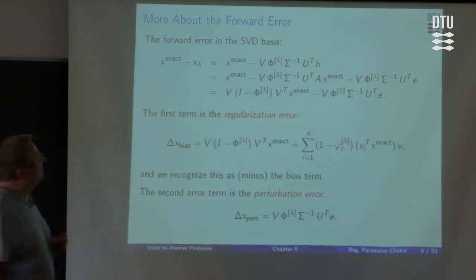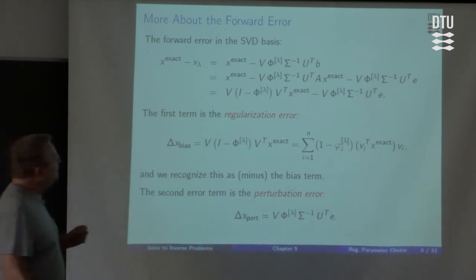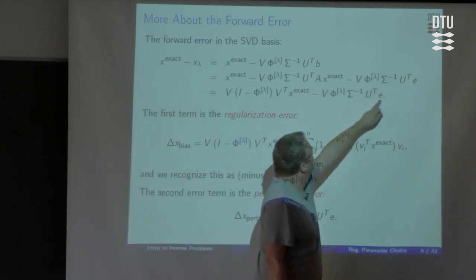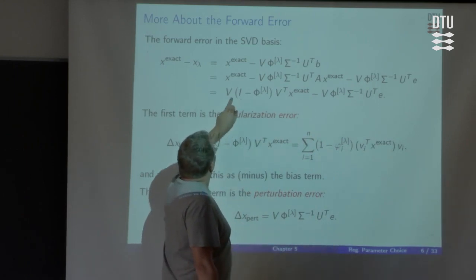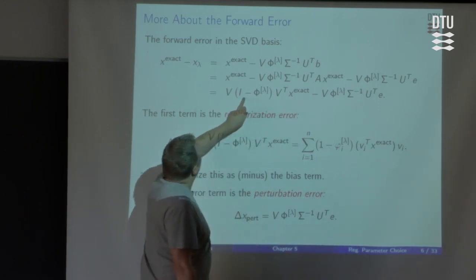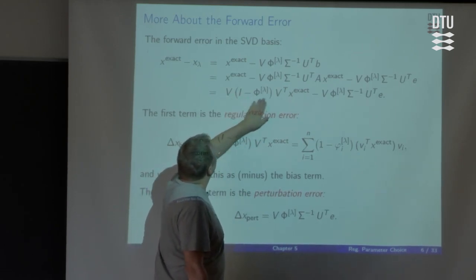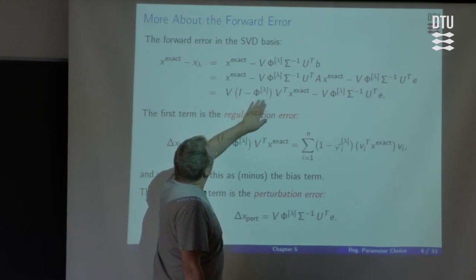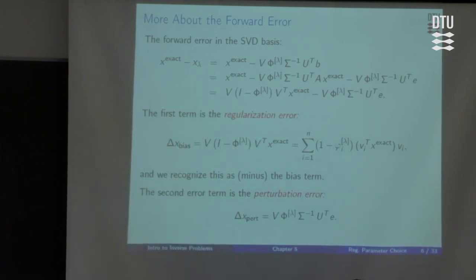On the other hand, if all the filter factors are small, meaning we do a lot of regularization, we do a lot of filtering, then we kill a lot of the noise. But unfortunately, then the I minus the filter factors is essentially just an identity, and we get a lot of this error component; it will be large.